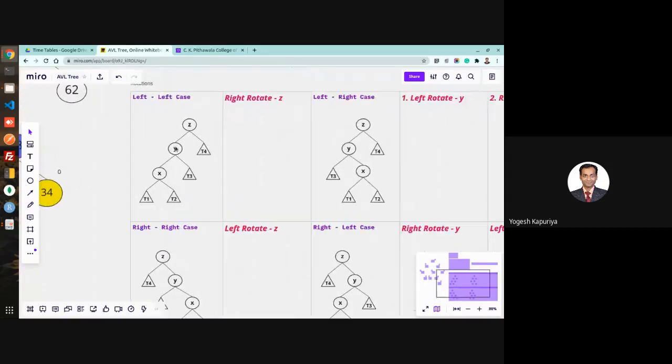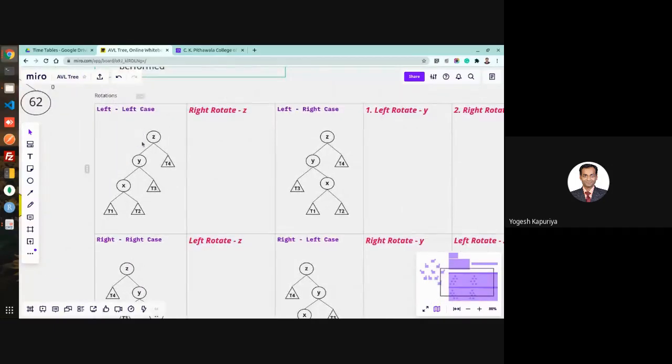Let's see this first case. This is the case of left left. Left left means that y is on the left of z and x is on the left of y. That's why it is left left. When you have this scenario, you have to simply right rotate z. So this z will be rotated in the right direction. So let's try to do it.